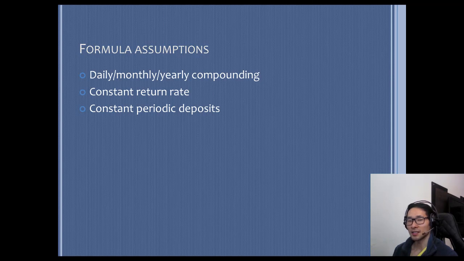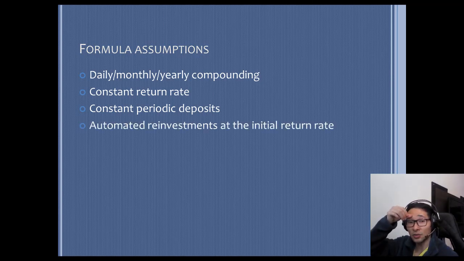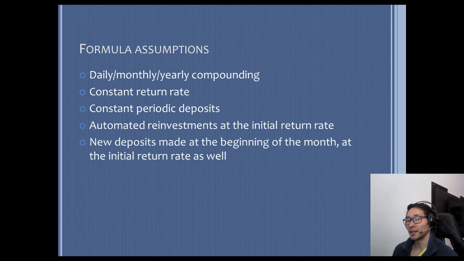So I will deposit the same amount every period. For example, $100 every month or $500 every 6 months and so on. The deposited amount will not change throughout time. The formulas also assume that the interest paid on our principal will be compounded at the same return rate from the initial investment. And in the second formula, the deposits are made at the beginning of each period and at the same return rate as of the initial investment.